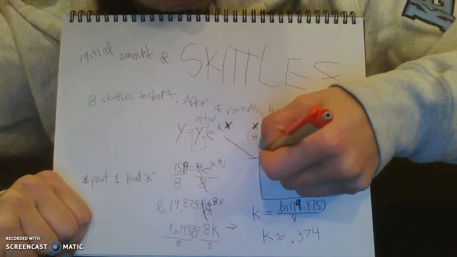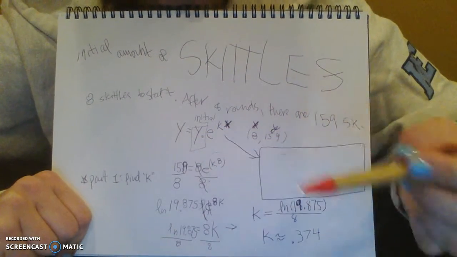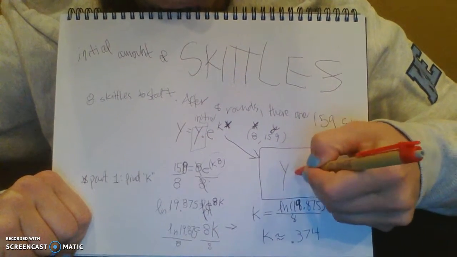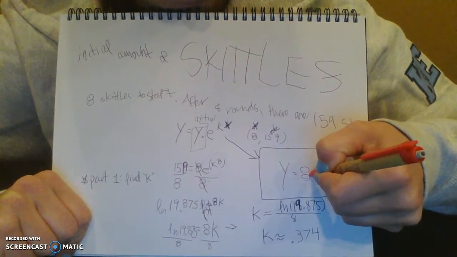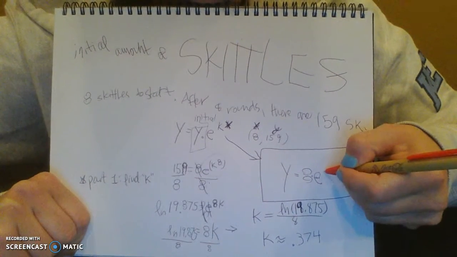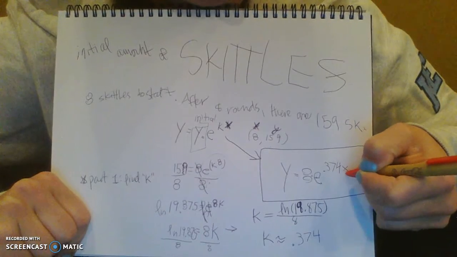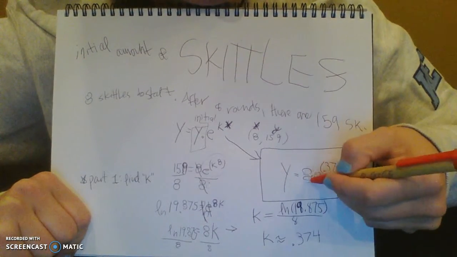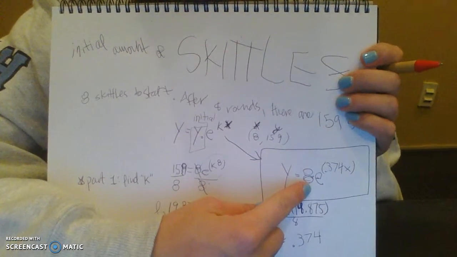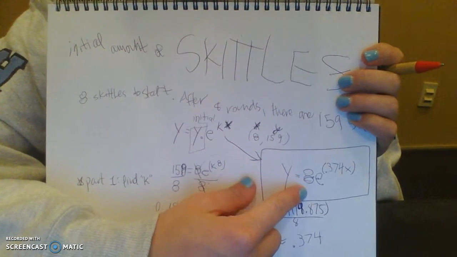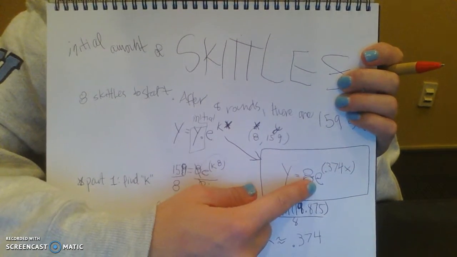My final equation then is going to look like this one. So I'm going to plug in my initial values again. 8 times e raised to the 0.374x. Now, the reason I'm plugging 8 back in is because that initial value doesn't change based on the number of trials. This is part of my equation.